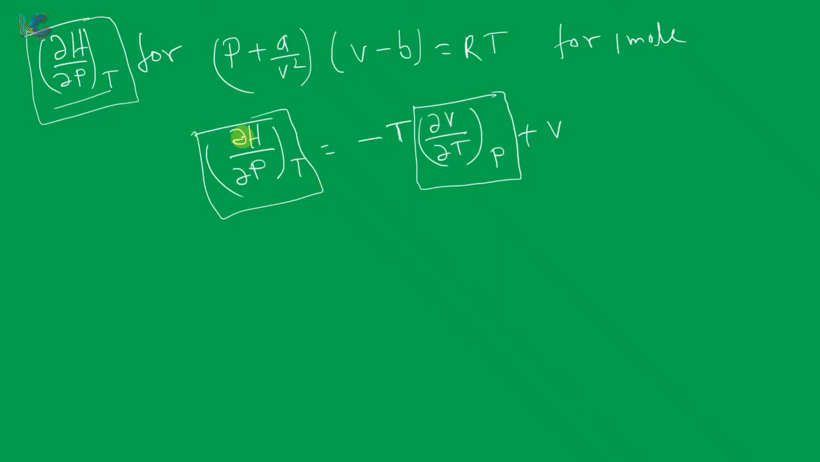But in this video I will tell you how you can approach this derivation. So what you have to do, you have to get this term ∂V/∂T at constant P. So this is your 1 mole of van der Waals gas, (P + a/V²)(V − b) = RT. You have to get this value ∂V/∂T at constant P. That means you have to do the differentiation with respect to temperature at constant pressure.